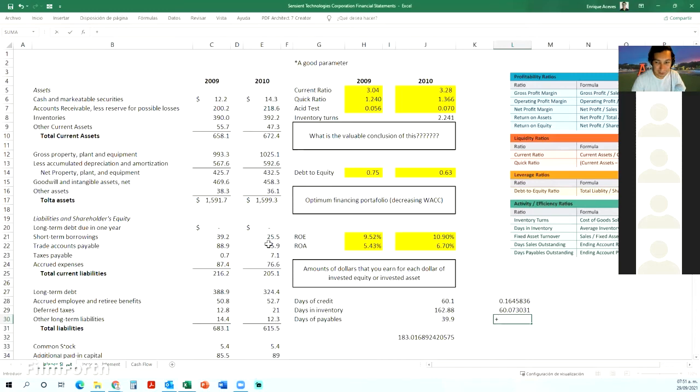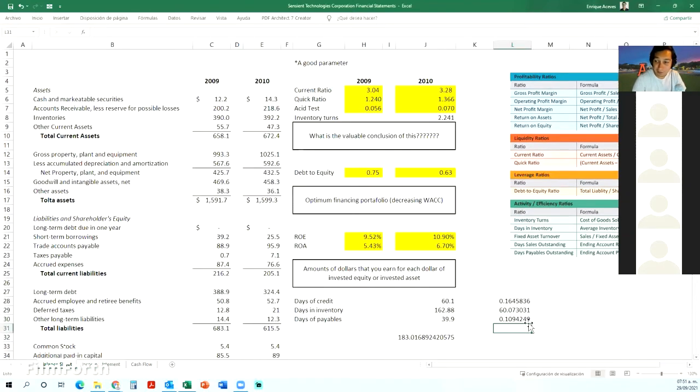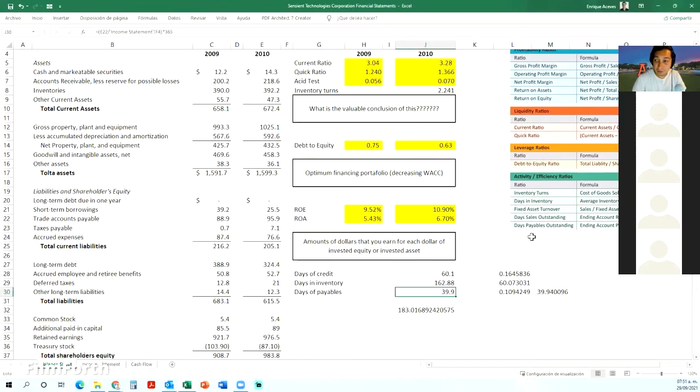Trade accounts. Yes, trade accounts. So you divide that against the COGS, and it represents 11% of the COGS. So if it's 11% of the COGS, multiplied by 365 days, you get 40 days of your payables outstanding. This means, guys, that if we take into consideration that we give credit of 60 days to our customers.